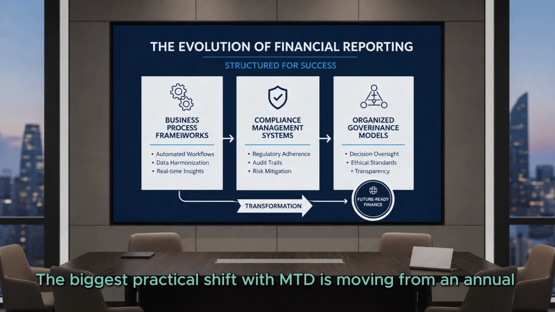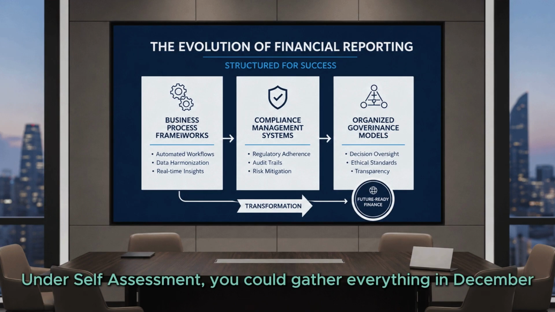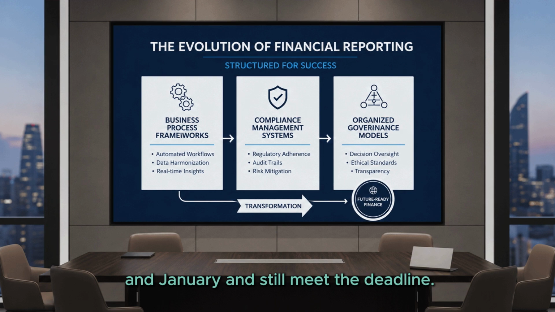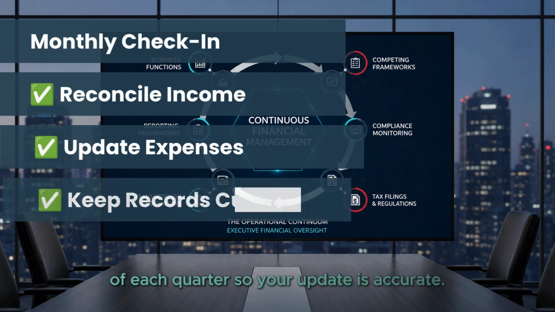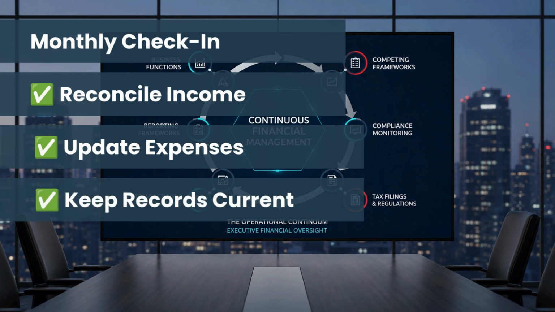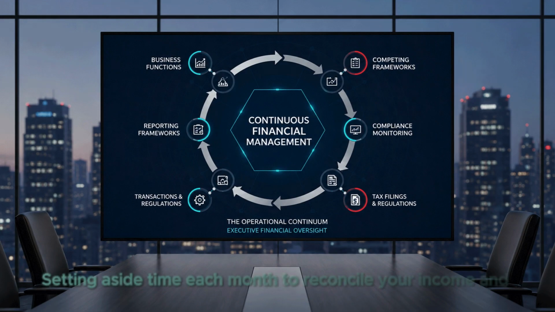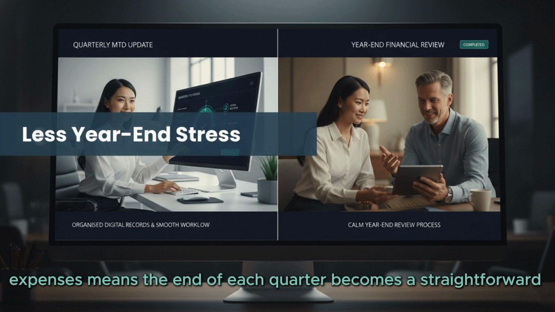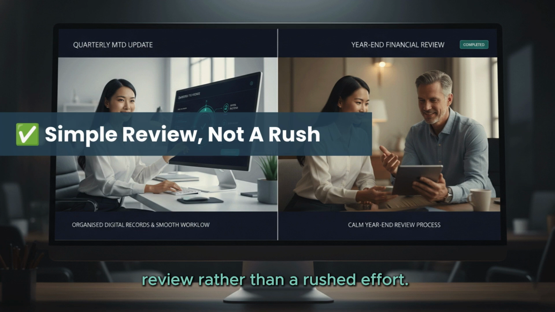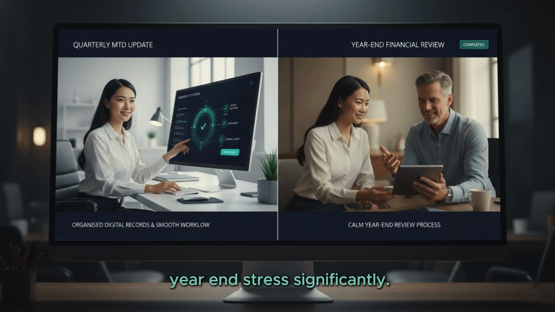The biggest practical shift with MTD is moving from an annual records habit to a quarterly one. Under self-assessment, you could gather everything in December and January and still meet the deadline. Under MTD, your records need to be reasonably current at the end of each quarter so your update is accurate. The good news is that this does not have to be complicated. Setting aside time each month to reconcile your income and expenses means the end of each quarter becomes a straightforward review rather than a rushed effort. Many people who adopt this habit find it reduces their year-end stress significantly.